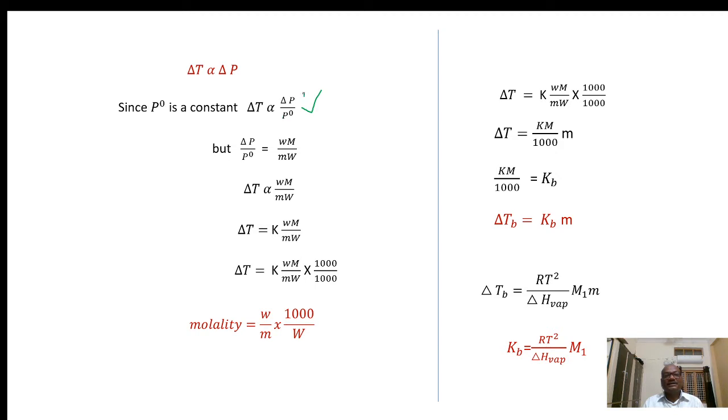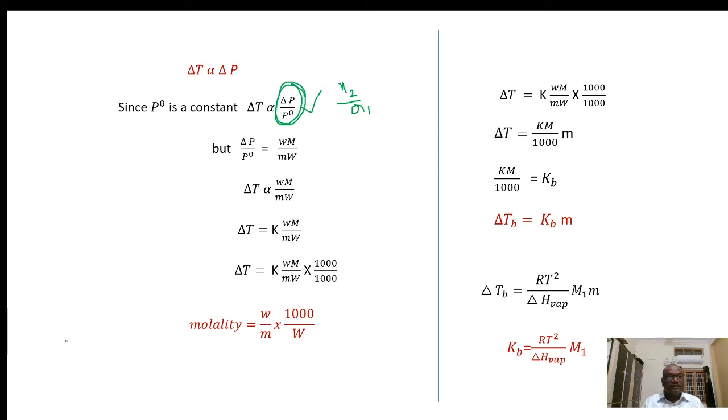But what is delta P by P naught? This is relative lowering of vapor pressure. The relative lowering of vapor pressure will be equal to mole fraction of solute. What is the mole fraction of solute? It is X2. In case of dilute solution, X2 can be written as n2 divided by n1. Correct or not? n2 means number of moles of solute divided by n1, the number of moles of solvent.